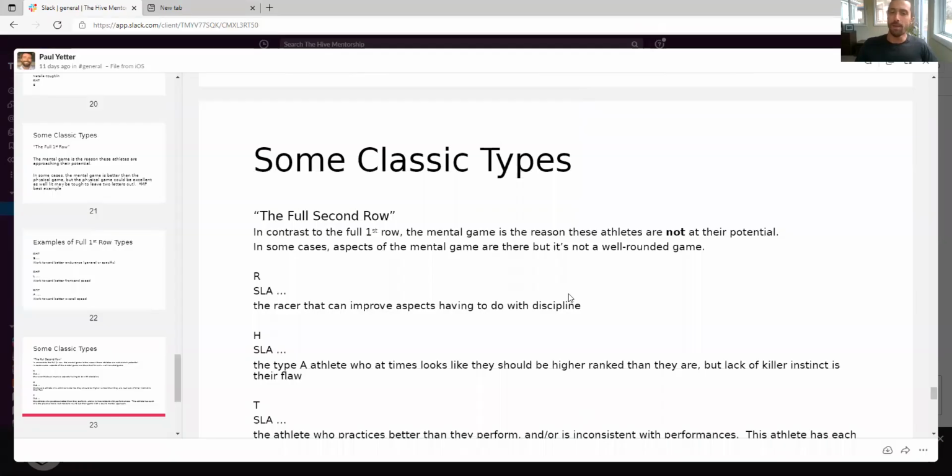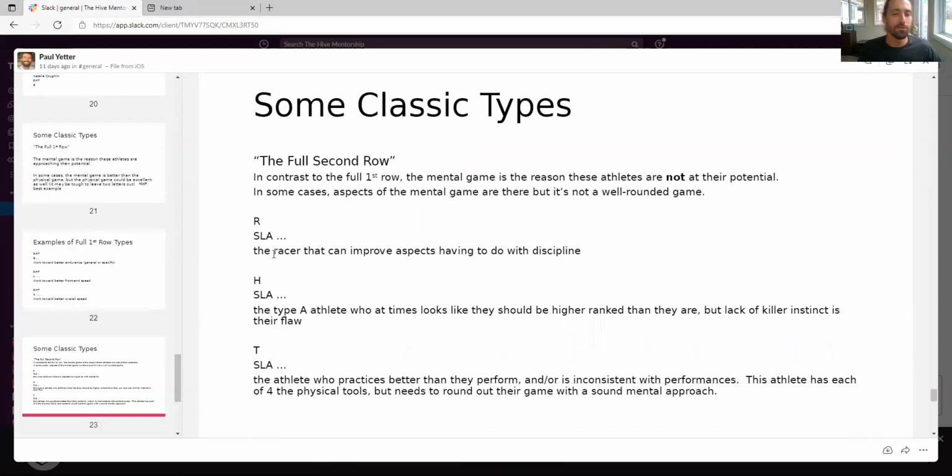Some other classic types, a full second row. So what does it mean if you've got 3 on the bottom row, but you've only got 1 on the top? What does that mean? So that means that the mental game is the reason these athletes are not at their potential. I know I'm looking at this one in a little bit more of a negative light, but I guess it's the way it is. You know, these athletes are one of these 3.